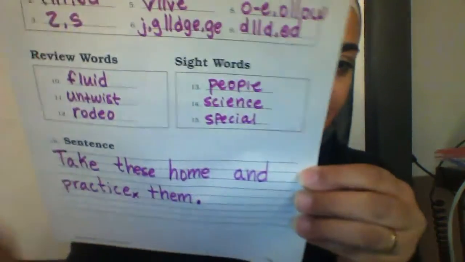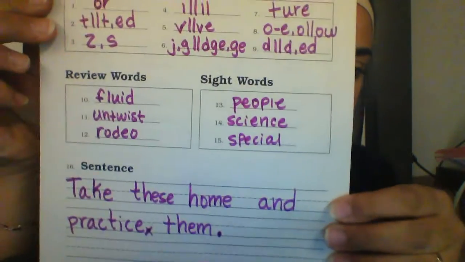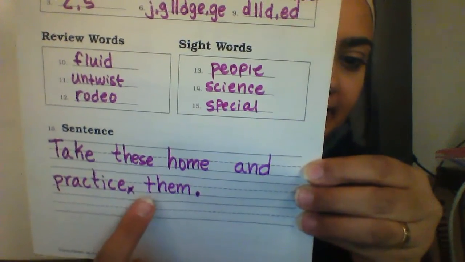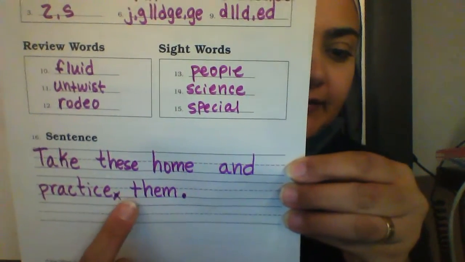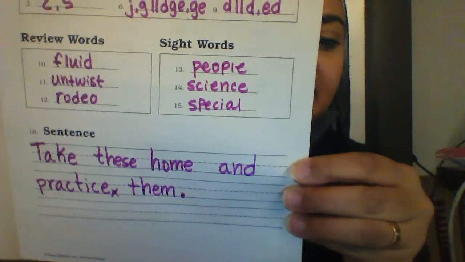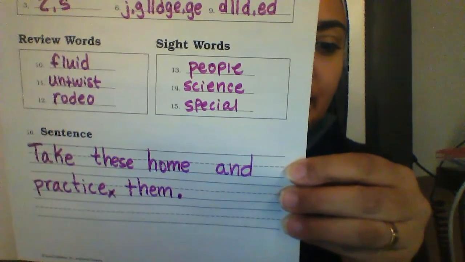Go ahead and pause the video and write that sentence down. Pause the video now. Okay, this is how your paper should look. Take these home and practice them. I thought it ended at practice, put a period, and then I realized there was them. So I marked that out. Practice them, period. If you need some time to copy this down, go ahead and pause the video now.